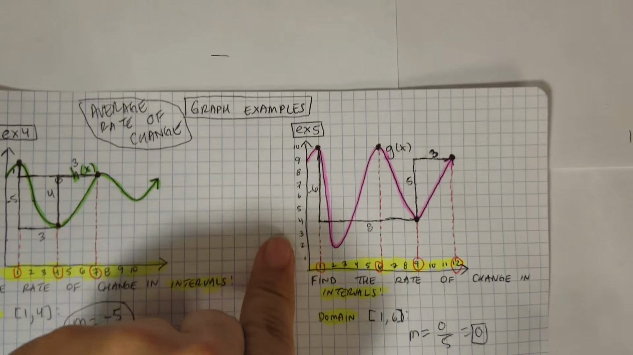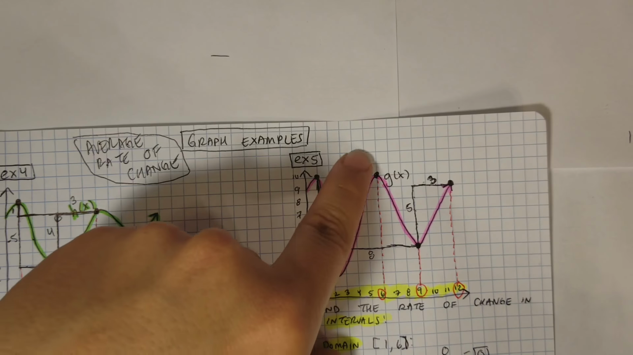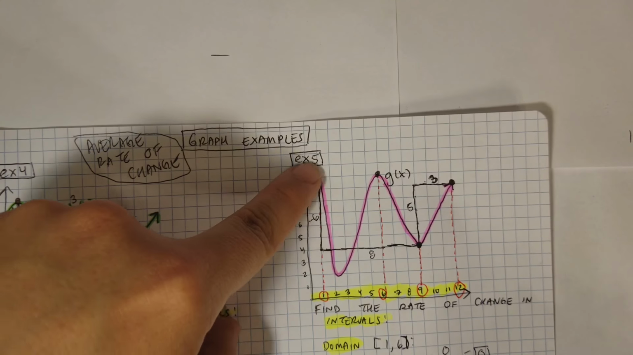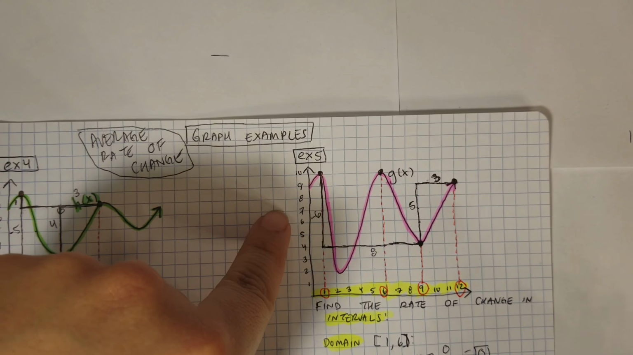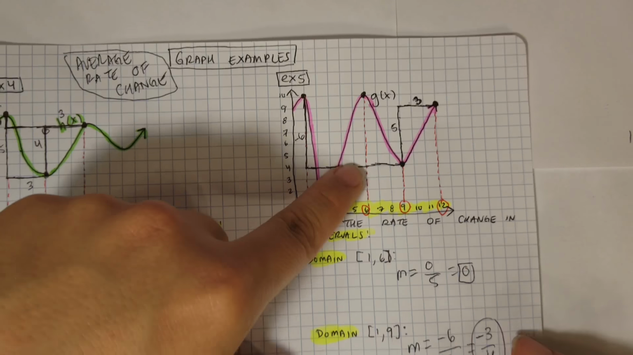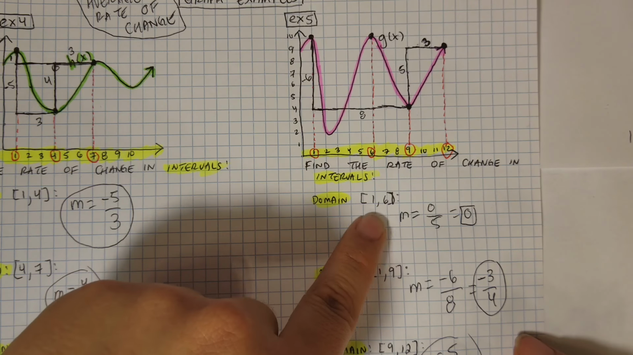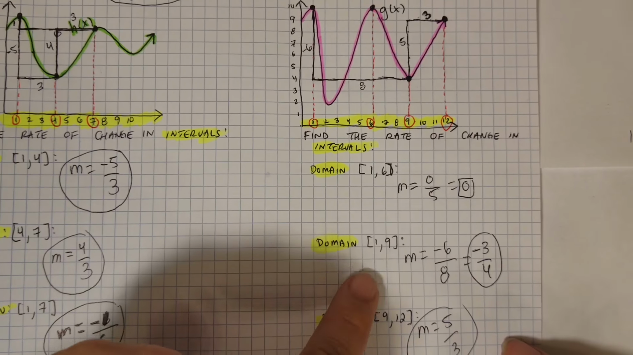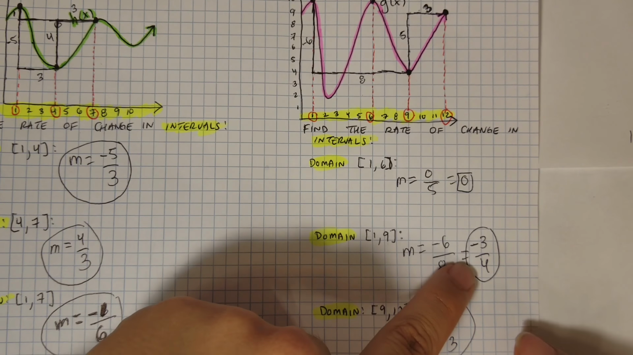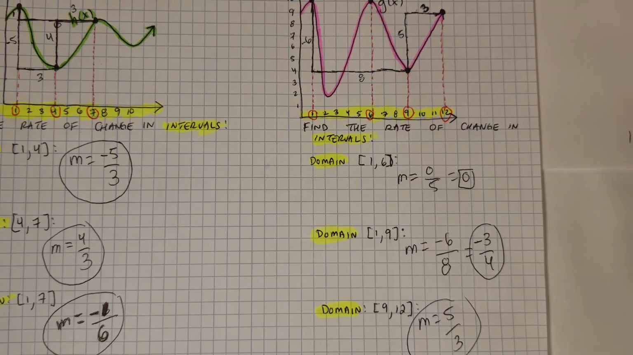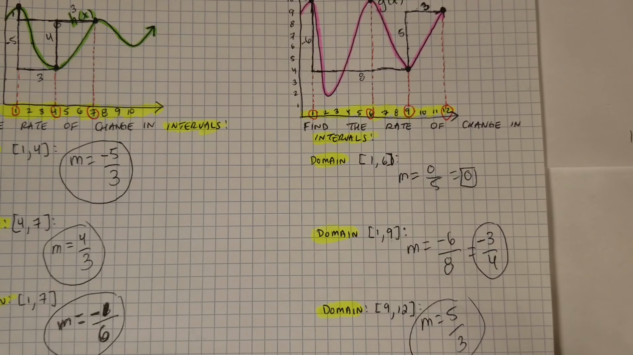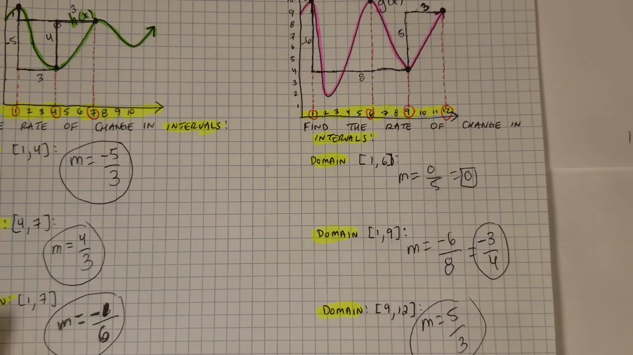Notice that this is not a line, right? This is not a linear function by any means, right? So it goes up, up, and it goes forever and ever and ever. So since it's not a line, the slope is not going to be the same everywhere. That's why we have different slopes depending on the interval. So from 1 to 6, the slope was 0. From 1 to 9, the slope was negative 3 over 4, the average one. And then from 9 to 12, the slope is 5 over 3. So don't be freaked out if you guys get different slopes for every single interval that they give you.